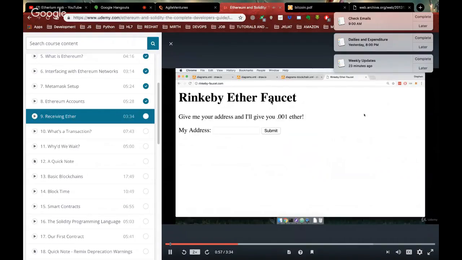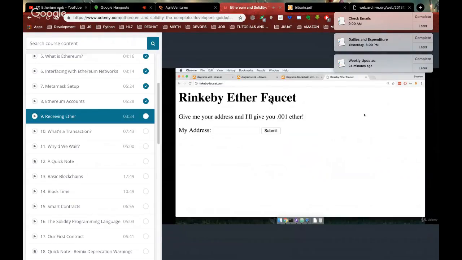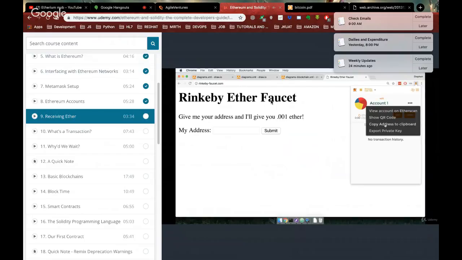We're going to go through this process, and then once we see it in action, we're going to walk through some of the nitty-gritty details that are going on behind the scenes, and that will give us a much better grounding in how Ethereum works. So let's give this a shot. Inside of MetaMask, I'm going to need to get my account address. So I'll open up my MetaMask window. I'm going to click the three dots right here, and I will click Copy Address to Clipboard.